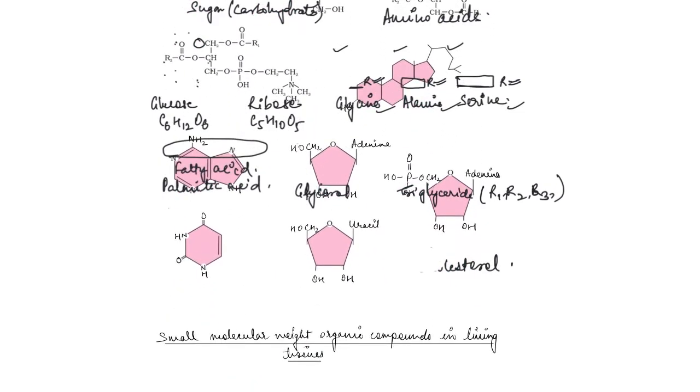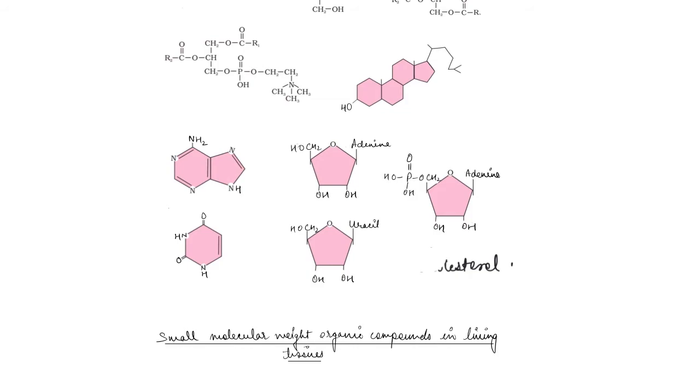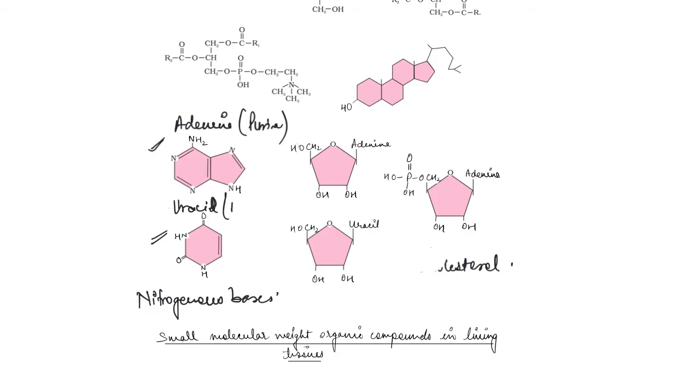Now let's move towards the last section. Here you see these two, this one and this one. What are these? These are nitrogenous bases. This is adenine, which is a form of purine. This is uracil, which is a pyrimidine.